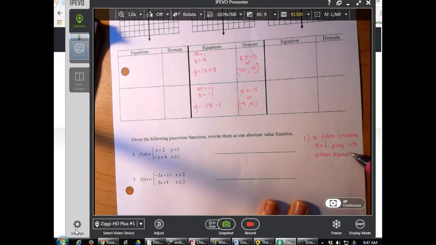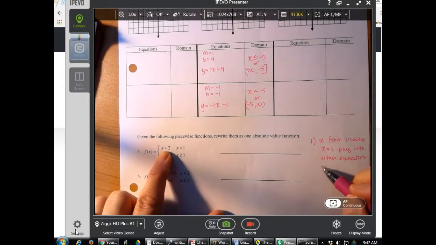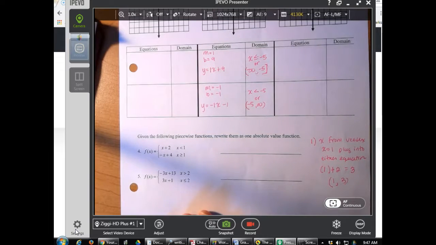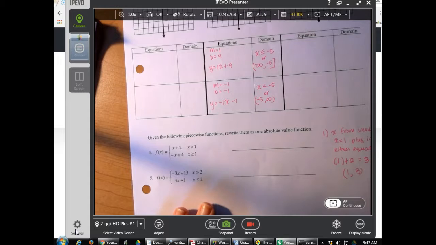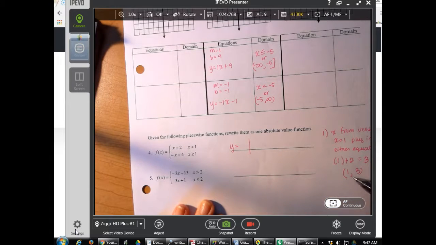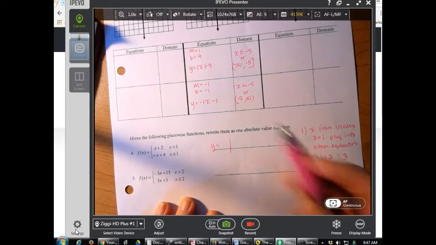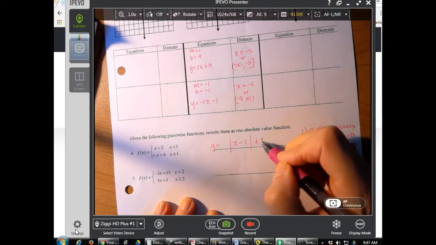Because remember, I have 2 lines going on here. So I'm just going to say x plus 2, and I'm going to say 1 plus 2 is equal to 3. So I know 1, 3 is my vertex. And that's really important. So that's step 1. So I can go ahead and write out the fact that my function is going to be x minus 1, like this, and then plus 3, like that.